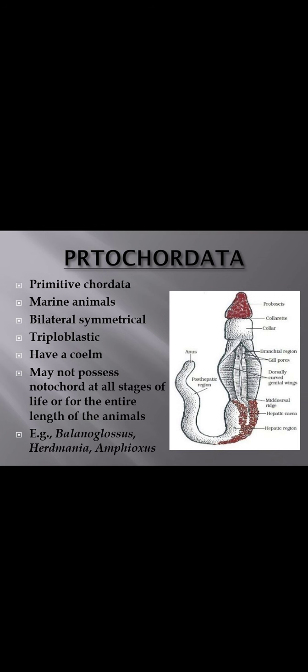And it has a coelom. It may not possess a notochord at all stages of life or for the entire length of the animal. That is why these organisms are grouped under protochordata. You can see it in the picture. Examples are Balanoglossus, Herdmania and Amphioxus. So these are the examples of organisms that are grouped under protochordata.